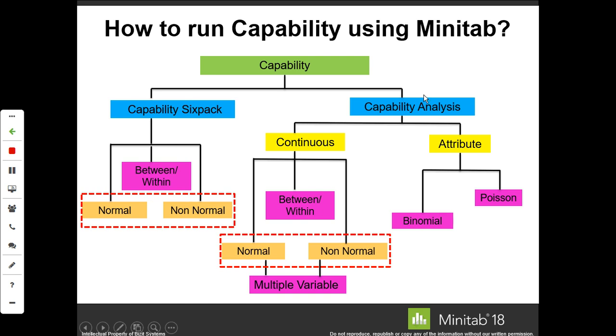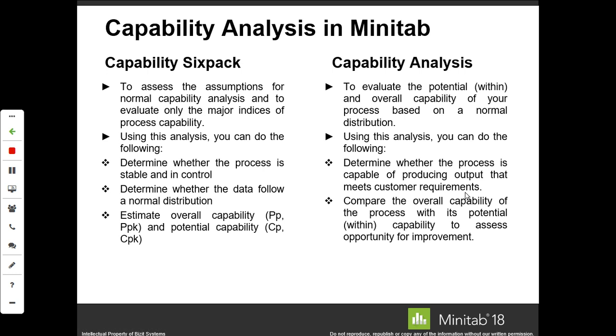And then for the capability analysis, you need to consider other criteria, which is if your data is continuous, let's say your measurement, like your length or your weight, so you have normal and non-normal data, and then you also have multiple variables, and they also have between and within. For the attribute, we have binomial, and then we have Poisson. So this one is the difference between capability Sixpack and capability analysis.